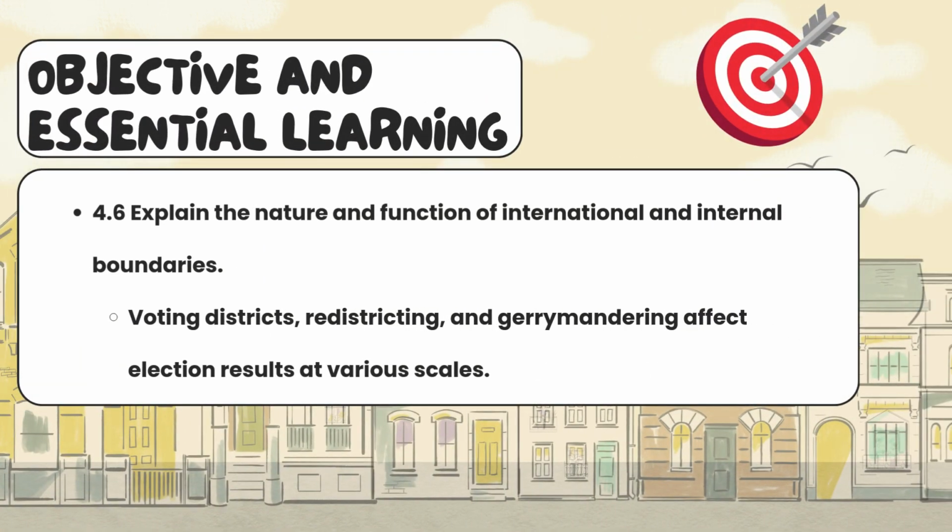By the end of this lesson, you should be able to explain the function of internal boundaries and how they influence elections, political representation, and power. Ever heard of gerrymandering? If not, don't worry. We're going to see how politicians literally draw lines to keep themselves in power. Spoiler alert, it's kind of shady.